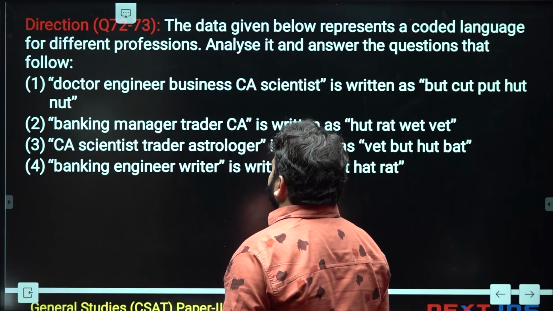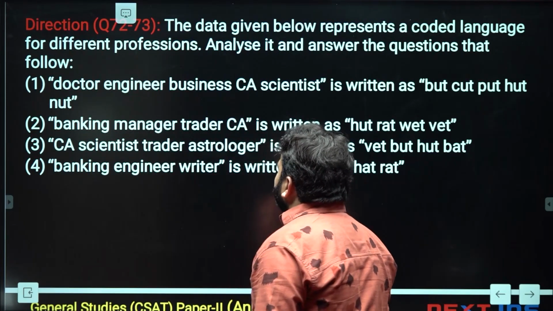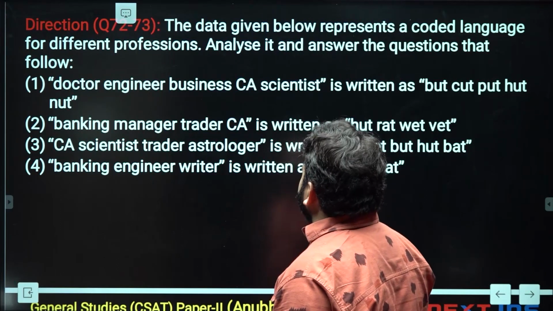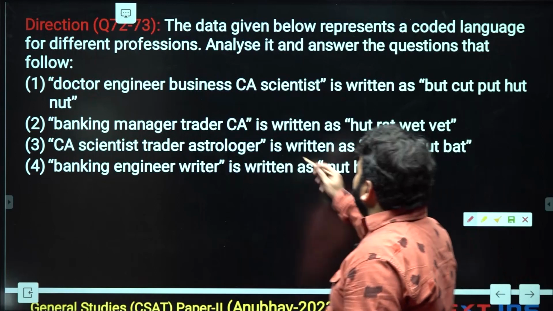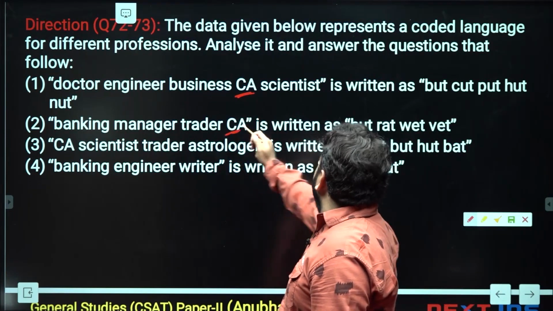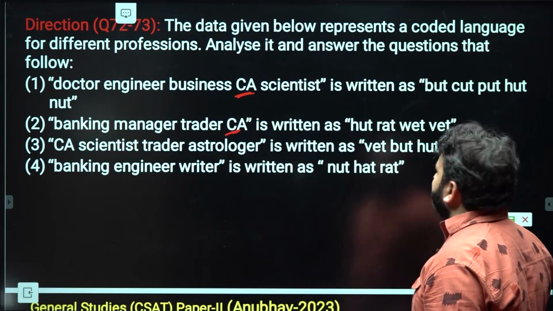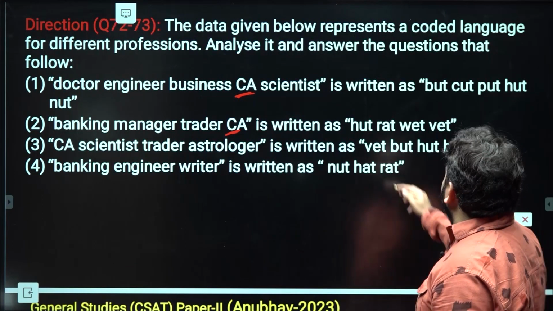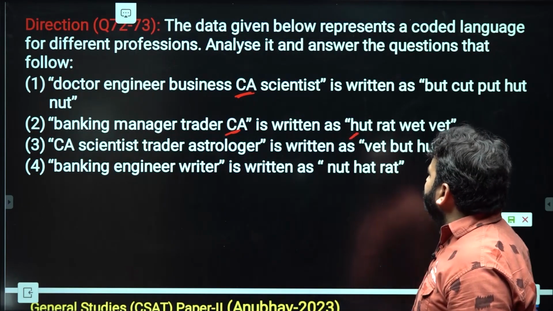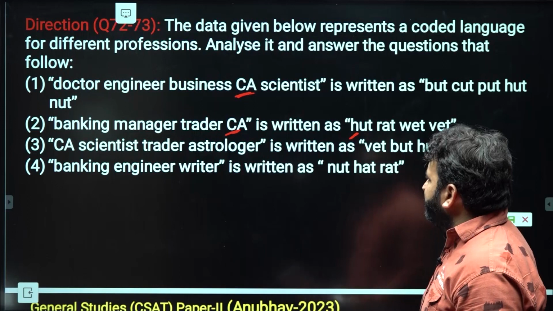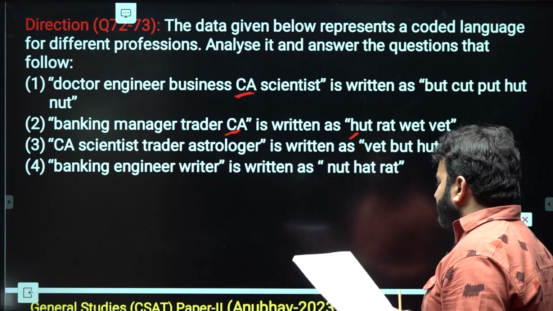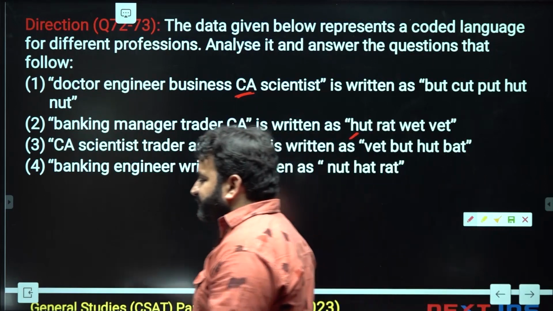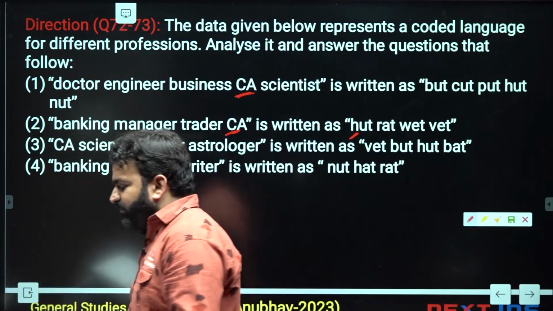Now in this case, in the first and second, CA is common. Now what is common in the codes? Hut is common. So the code for CA will be hut. Then similarly, first and third you just find out. In this manner, all of you just find out the code, what will be the code for each one.